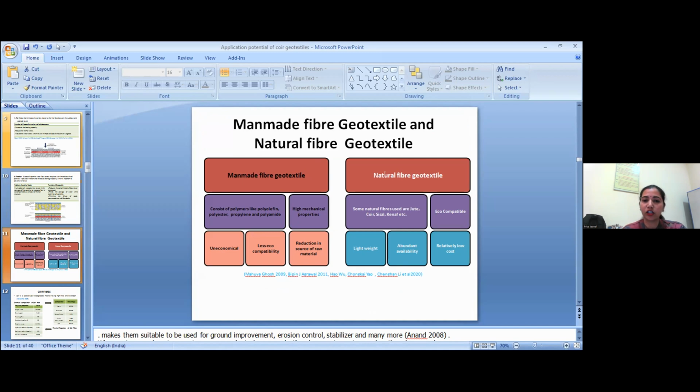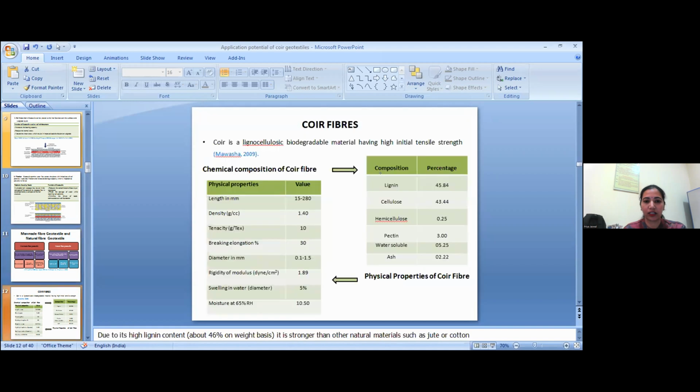Like in man-made fiber geotextiles, they have higher mechanical property, but they are uneconomical, less eco-compatible, and there is a reduction in the source of raw material due to petroleum products. Whereas natural fiber geotextiles are eco-compatible, light in weight, abundantly available, and relatively low cost, but their tensile strength is not as high as that of man-made fiber geotextiles. So the fiber which I will be focusing on will be coir fiber.